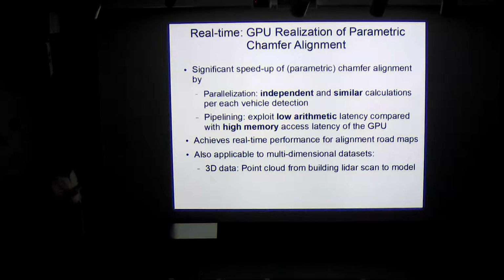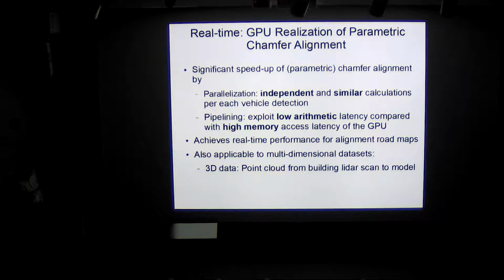Additionally, we also introduced an idea of pipelining, which exploits the low arithmetic latency for GPUs compared with the memory latency. The high memory access latency means that if there's a computation that you may possibly require, but you're not sure if you require, it's better to do the computation when you have the data in memory, and if you do not require the result, discard the result, rather than try and fetch the data again later. Okay. So these are the two components that contribute to this part of the work, and this allows us to do real-time performance for alignment to road maps.